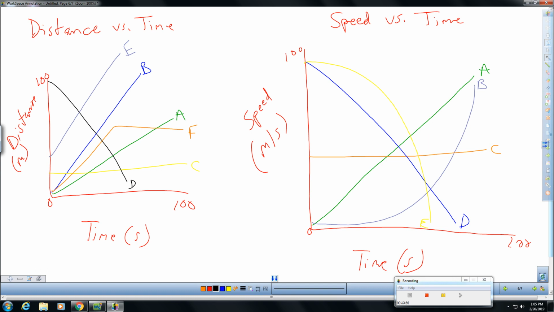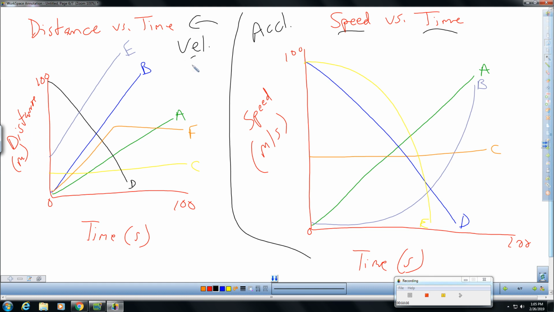So this is the difference here. If we're talking about distance versus time, we're talking about speed or velocity. If we're talking about speed versus time, we're talking about acceleration. So this here is acceleration. This over here is just velocity or speed, depending on whether we have that direction or not.